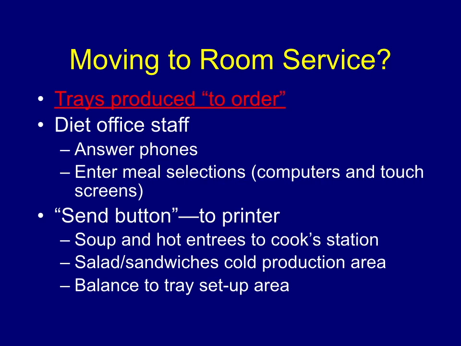How does a room service model work? The client or patient calls down to the diet office, or, as I had said earlier, a designated number. A staff member answers the phone and takes the meal selections or takes the order. The information is then generally sent to a printer in the kitchen, and it would be sent to specific stations. So if the patient or client is ordering soup or sandwiches or a hot entree, it typically goes to that specific location, and then the food is prepared. Salads and sandwiches would be prepared in a cold production area, and then the food is put on a tray and sent up to the room.